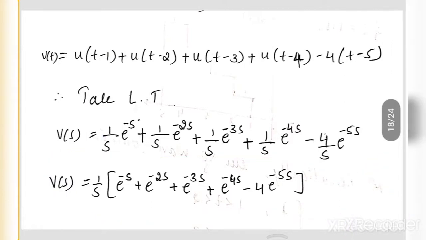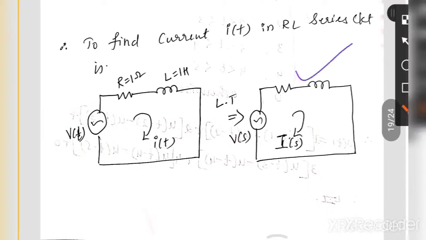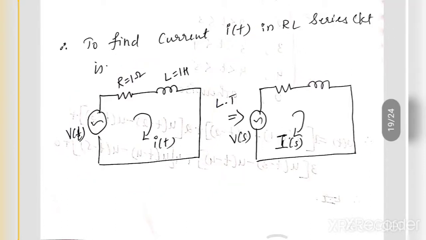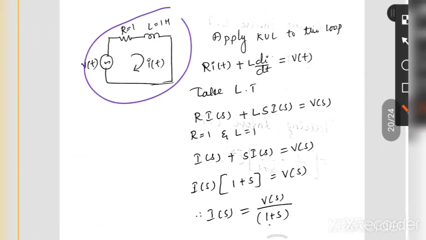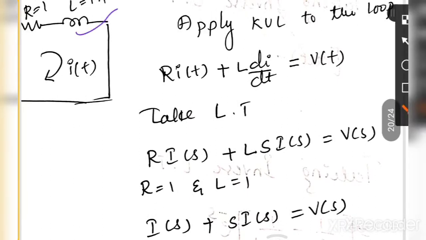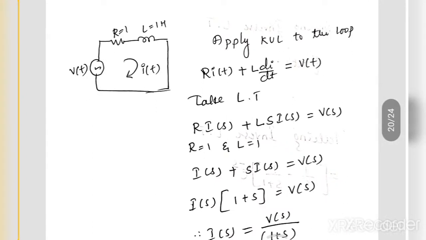We have to apply this one to the RL series circuit, where we have this circuit. Directly we can write the equation what is I of s of this circuit, but now we'll discuss in detail the Laplace transformation of this RL series circuit. So apply KVL for this loop. When we apply KVL for this circuit, we get R into I, then L into voltage across this, so L into di by dt, then equal to v of t.